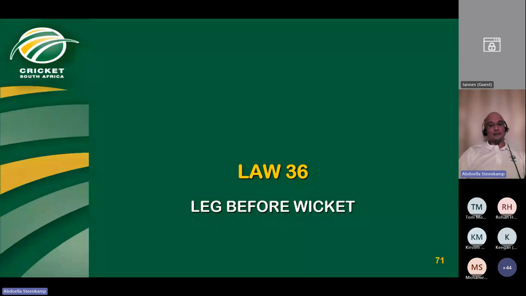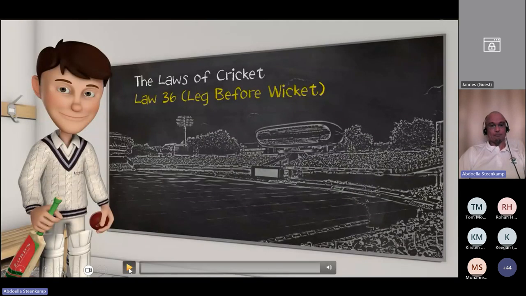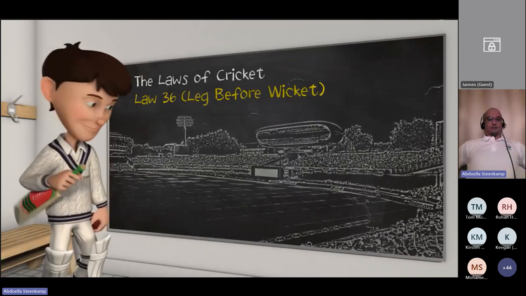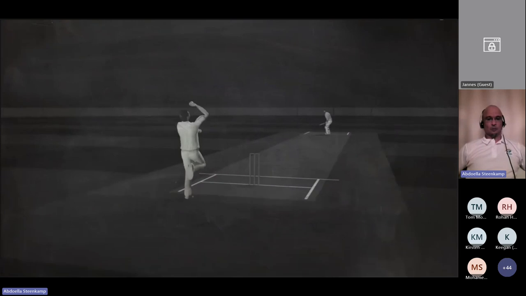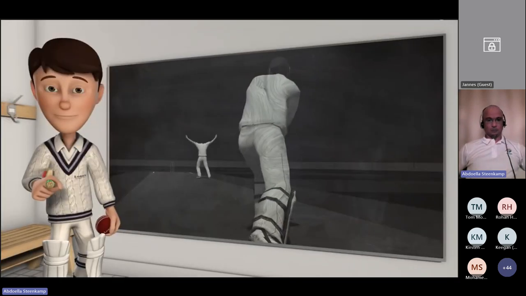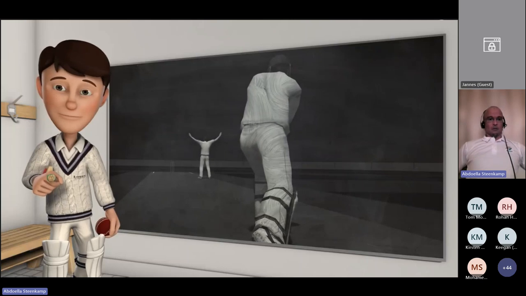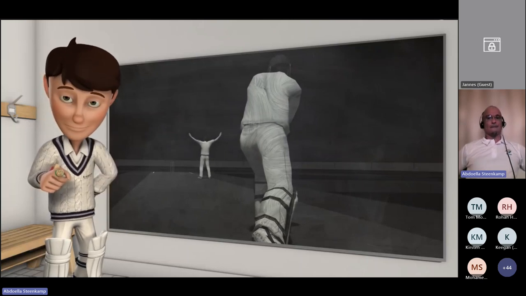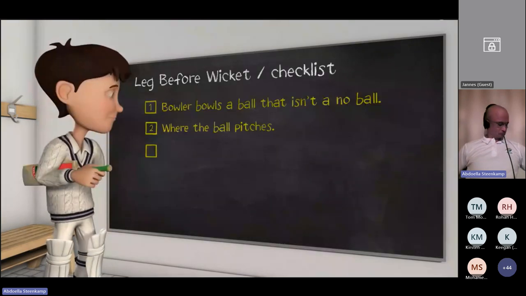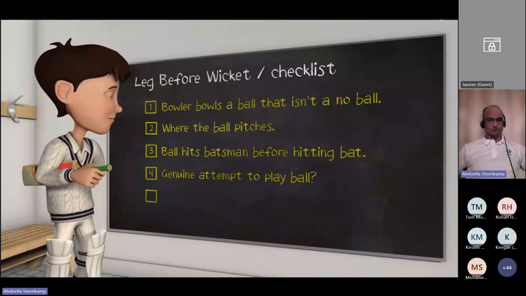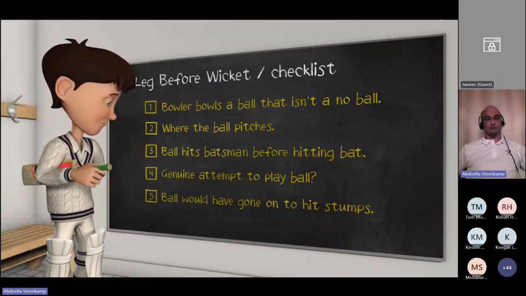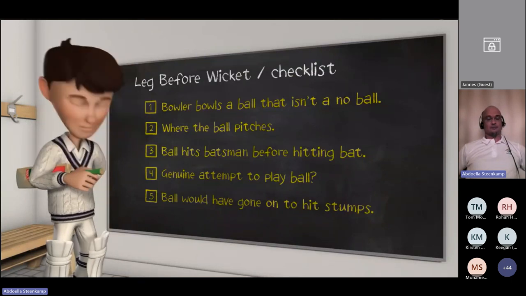Leg before wicket. Leg before wicket, LBW. LBW is a little like the offside rule in football. Many people claim to know it, but how many people really do? Our handy checklist means that whether you find yourself umpiring an international test match or the kids on the beach, your reputation for fairness will remain intact.